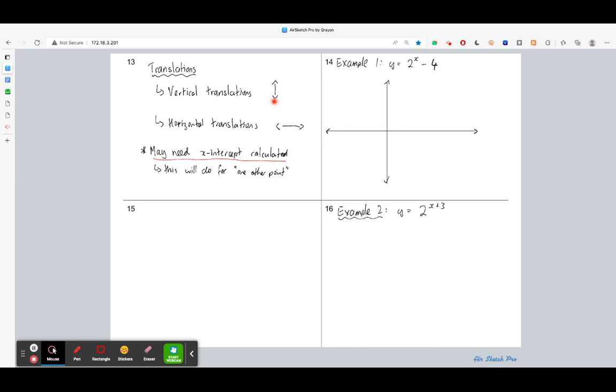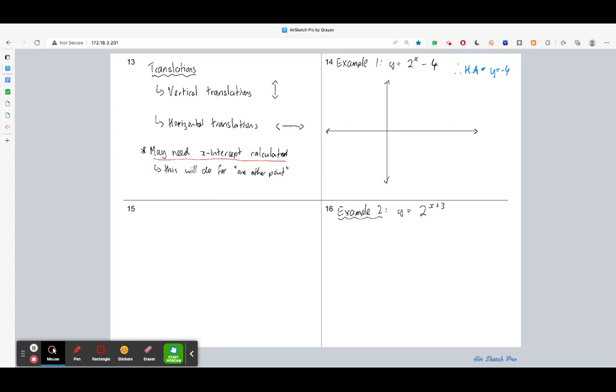Translations, we've got vertical translations, as you know, and horizontal translations. Vertical translations will be affected by what we add or subtract onto 2 to the power of x, and horizontal translations will be what we add or subtract onto the x value. So when we look at example 1 here, we've got y equals 2 to the power of x minus 4. So this will have the effect of lowering the horizontal asymptote. So the first thing we can say is that the horizontal asymptote is y equals negative 4.